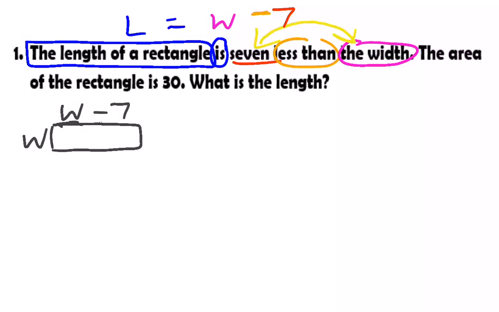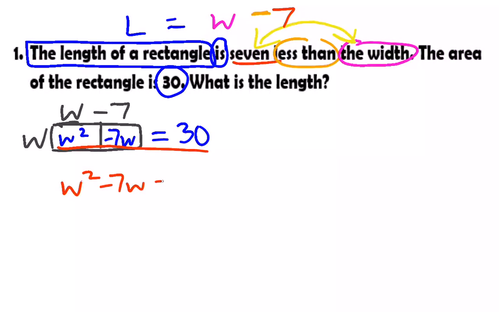And we're going to multiply those like you're used to doing with a rectangle. W times W is W squared. Negative 7 times W is negative 7W. So what we just found is the area. So we're going to set the inside equal to the area that they gave me, which is 30. And now I'm just going to rewrite that outside my box. W squared minus 7W equals 30.